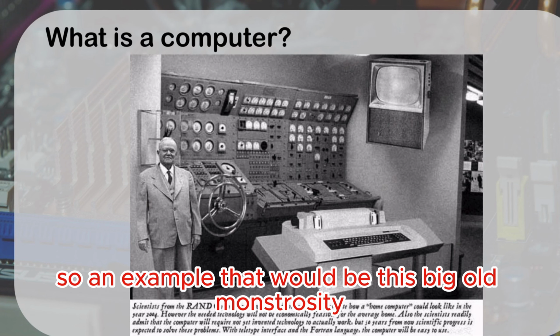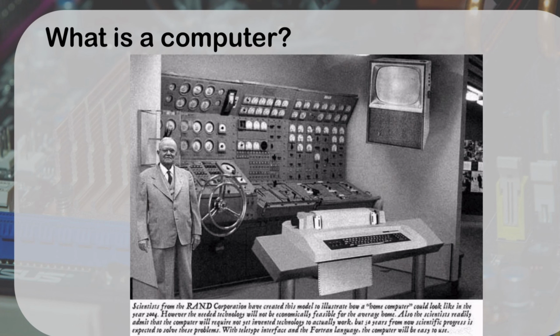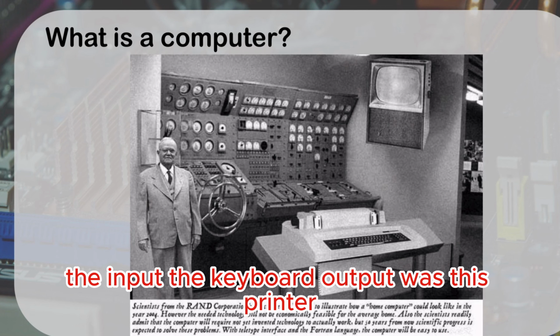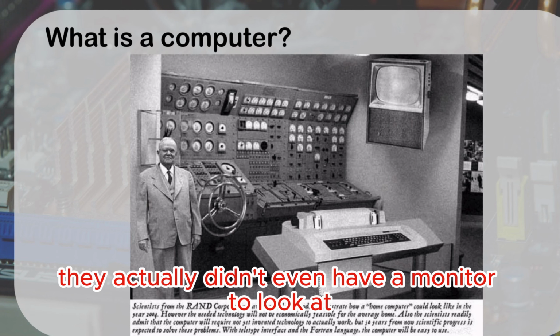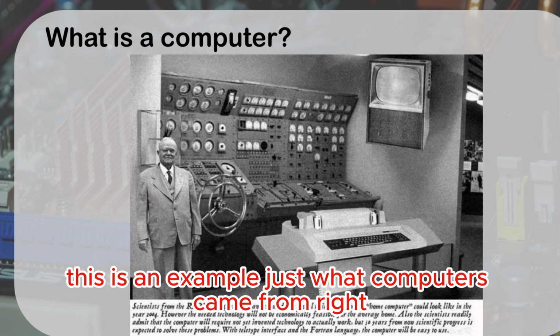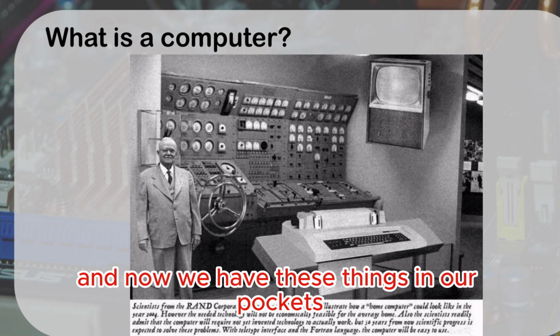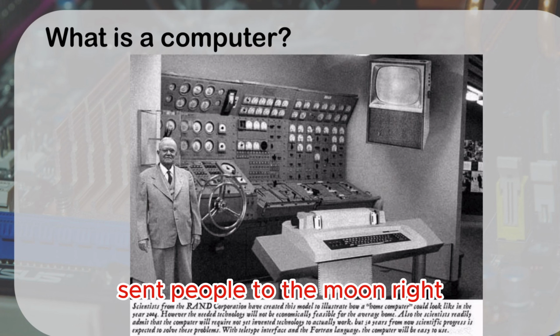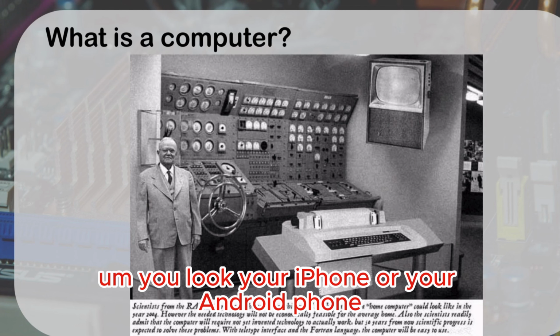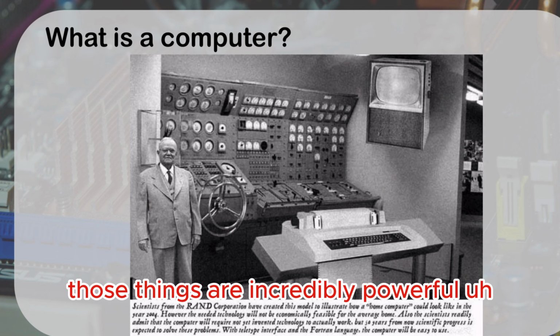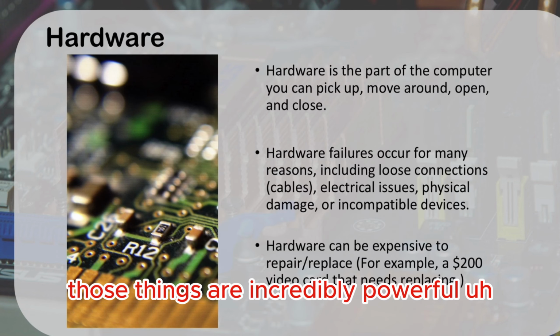So an example of that would be this big old monstrosity. You could see here, right? The input, the keyboard. Output was this printer. They actually didn't even have a monitor to look at the stuff. This is an example of just what computers came from, right? And now we have these things in our pockets that are more powerful than the things that sent people to the moon, right? You look at your iPhone or your Android phone, those things are incredibly powerful.